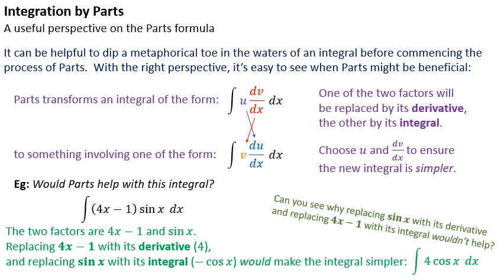Can you see what would happen if you chose 4x minus 1 to be dv by dx and sine x to be u? You'd still get a cos x, but your linear term would become quadratic, and you're essentially making the whole integral more complicated instead of less complicated. If you can turn it into the integral of 4 cos x, that becomes nice and straightforward.